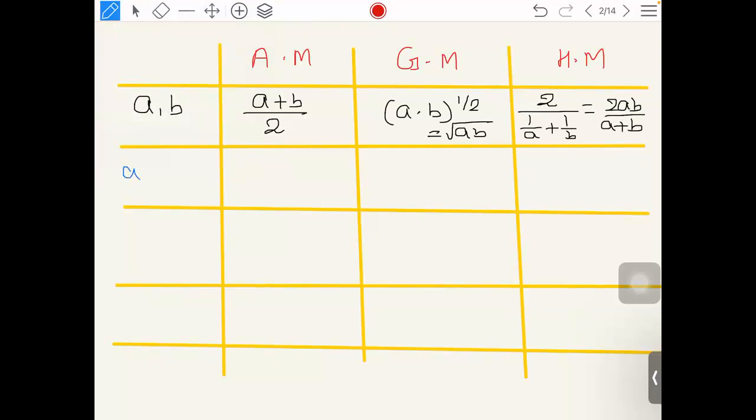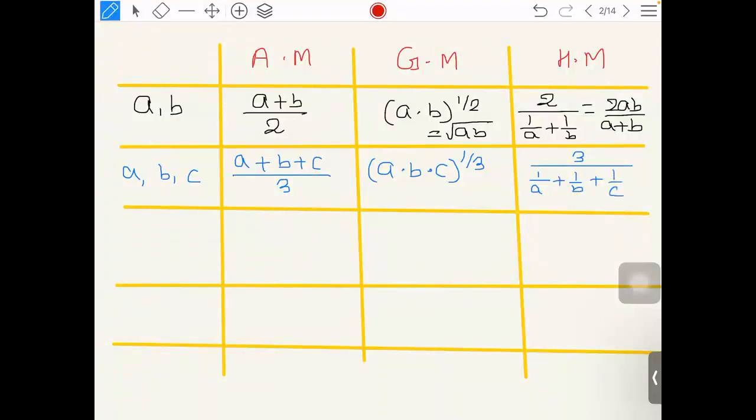Now let's see if we have three terms A, B, C. Then AM is given by (A plus B plus C) upon 3, while GM is given by (ABC) raised to 1 by 3, and HM is given by 3 upon (1 by A plus 1 by B plus 1 by C). So this is when we have three terms.